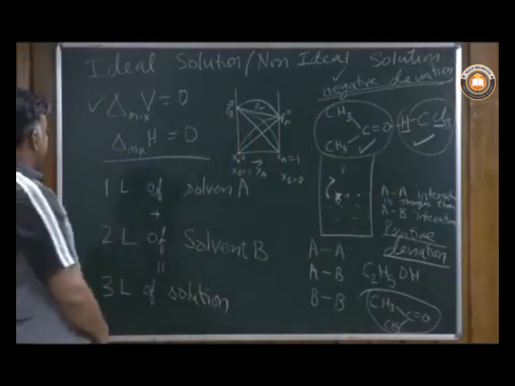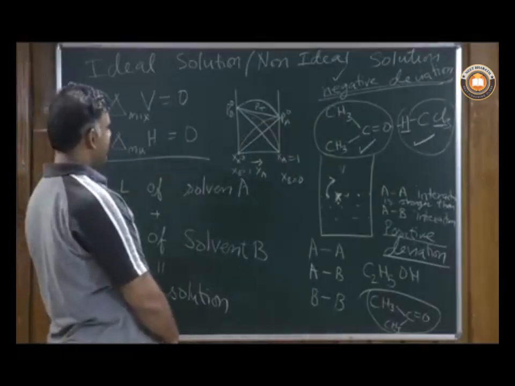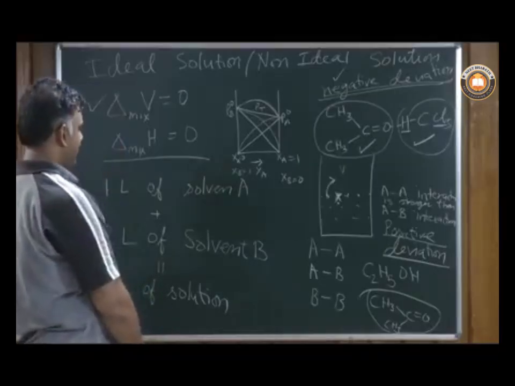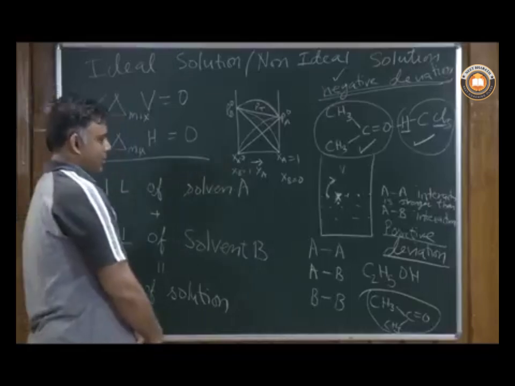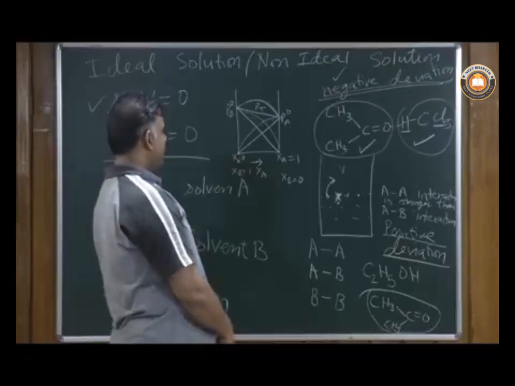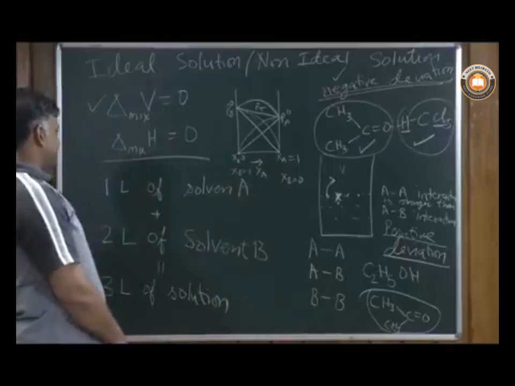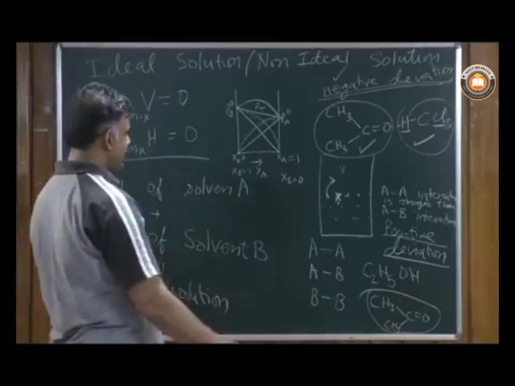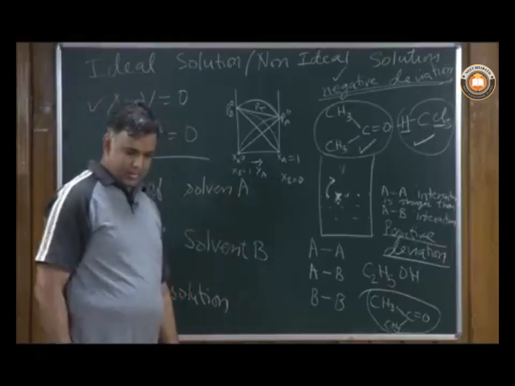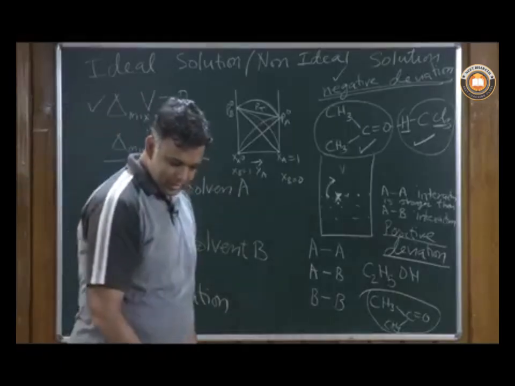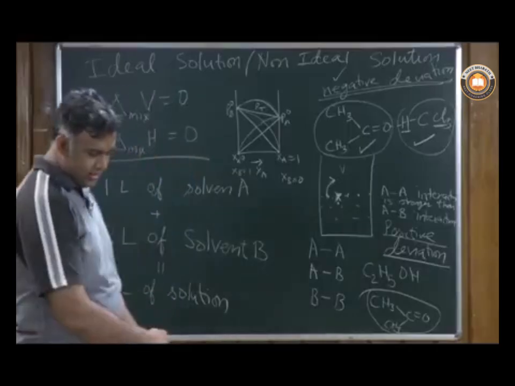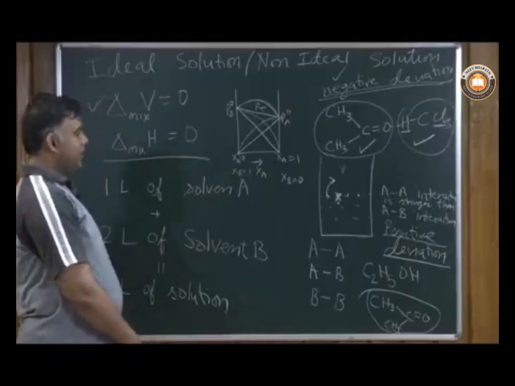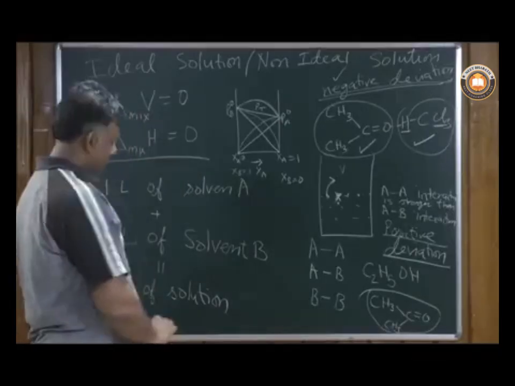So, by looking at the interaction between the components, we can kind of guess in which direction the vapor pressure would change, whether it is going to be a negative deviation or a positive deviation. Okay. When we have a very large deviation in a binary solution, then they form what is called azeotropes.